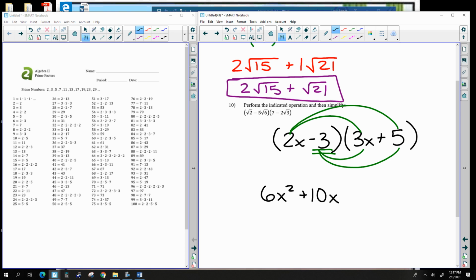So negative 3 times positive 3 is negative 9. Nothing times x is x. Negative 3 times positive 5 is negative 15. And then what I can do in this particular problem is I'm able to add and subtract the singular x's. Thus, this would be 6x squared plus 1x minus 15.